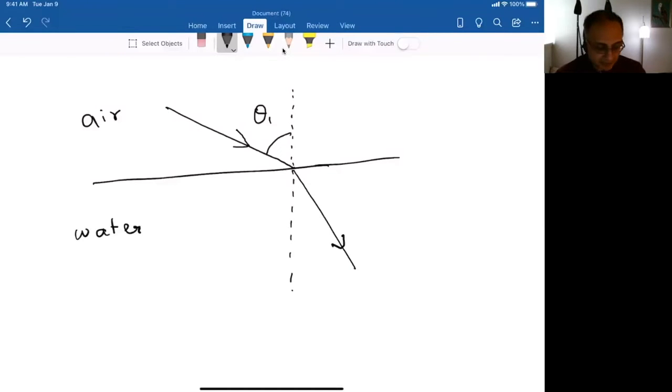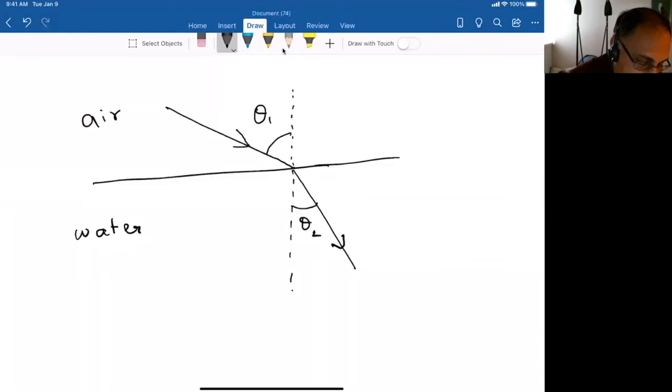So as light, as a wave, goes from one medium to another, its speed changes. And the speed of light in air is a little bit faster than in water. So let's say that this angle is θ2. And this is the angle made by the refracted ray, the ray that went into the water, with the normal. So that's θ2, right?